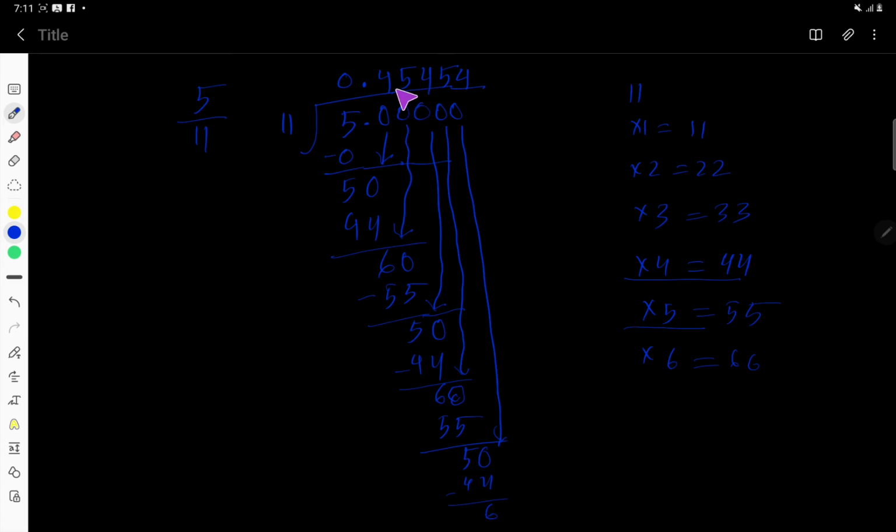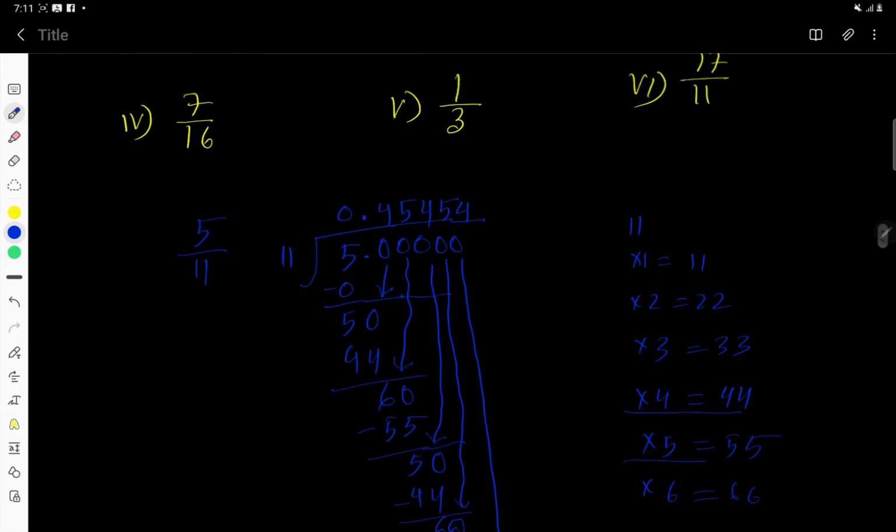Look, in the quotient you are getting 4, you are getting 5 after 4. That is, you are getting 4 then 5, and it will continue. That is, your repeating digit is 4, 5. After 4 we are getting 5. So you can write here a bar, right?